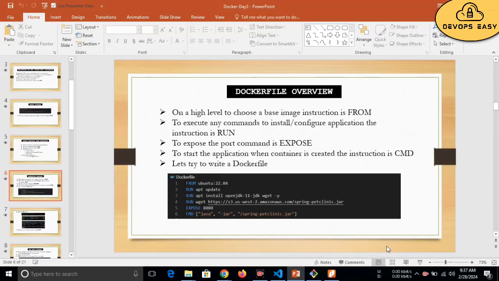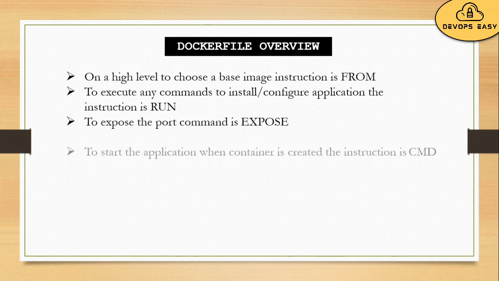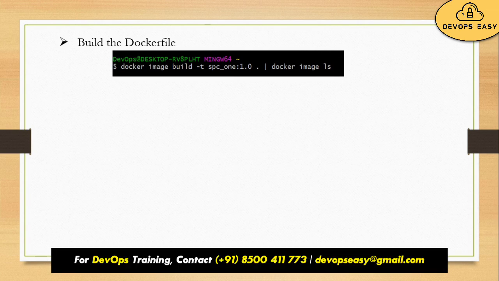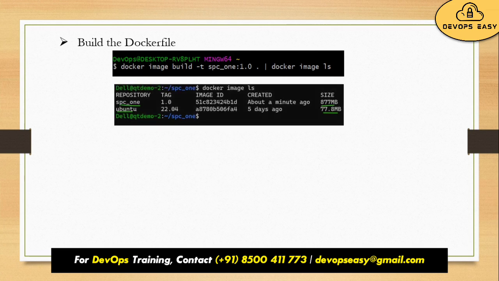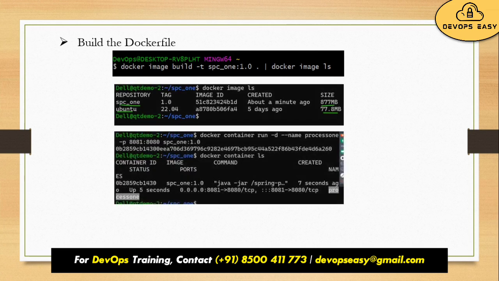I will come back to our slides. Okay, this is the Dockerfile. Next slide: build the Dockerfile. docker image build -t image name dot. If you execute docker image ls, it will show you the images, right?